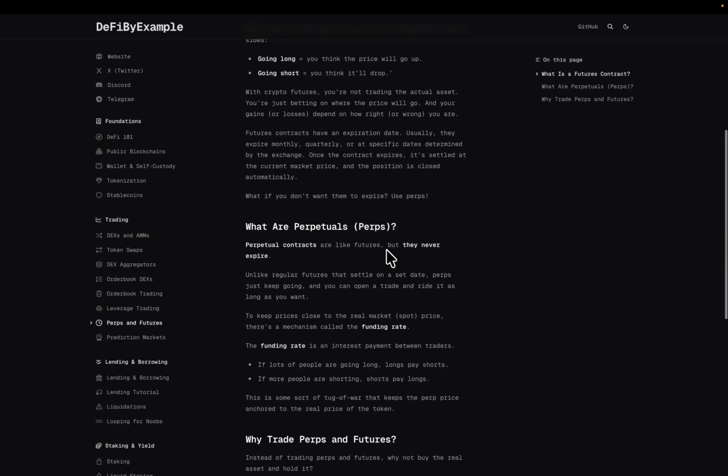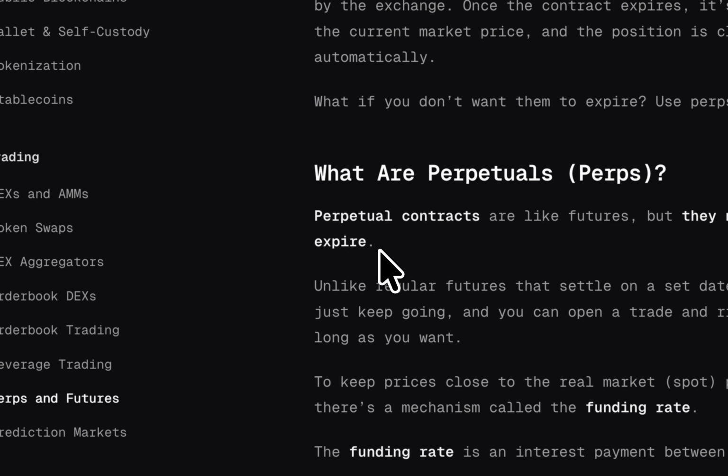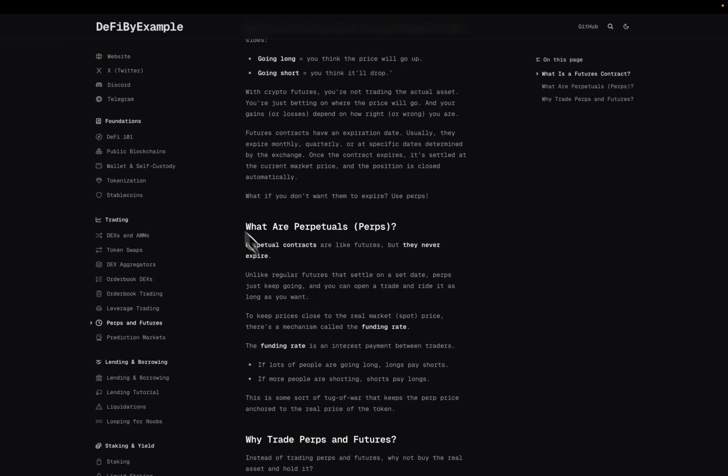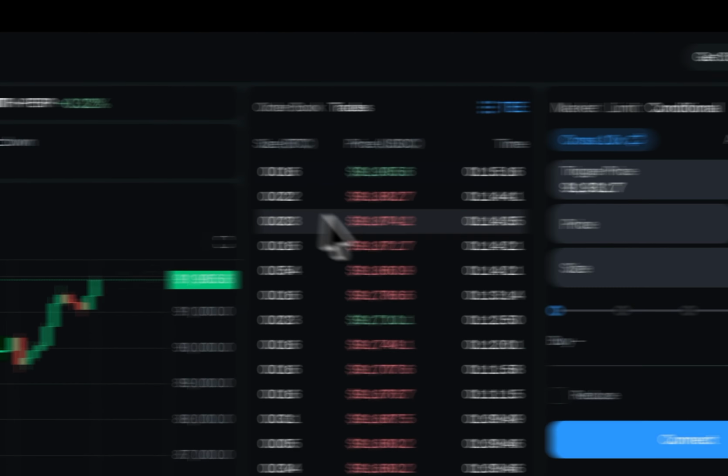Hey guys, in this one I'm going to be walking you through how to actually trade perps. Remember to read this page to actually understand perps. Perp contracts are like futures, but they never expire, and so you're able to basically leverage trade perpetual contracts on places like Bluefin. And that's what I'm going to be walking you through today.